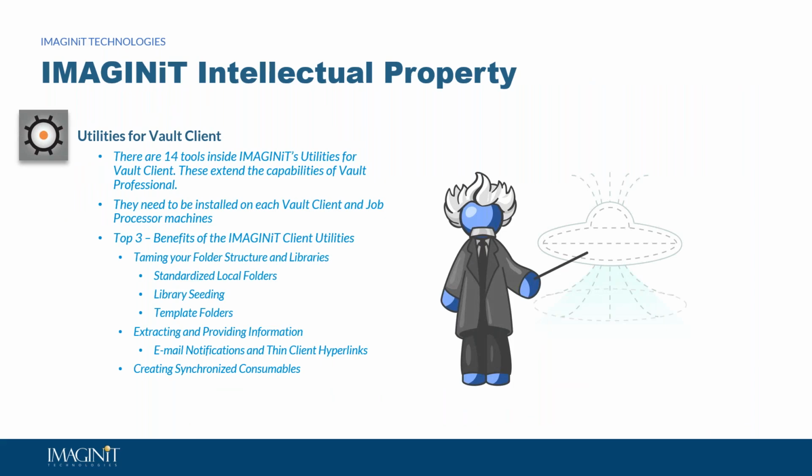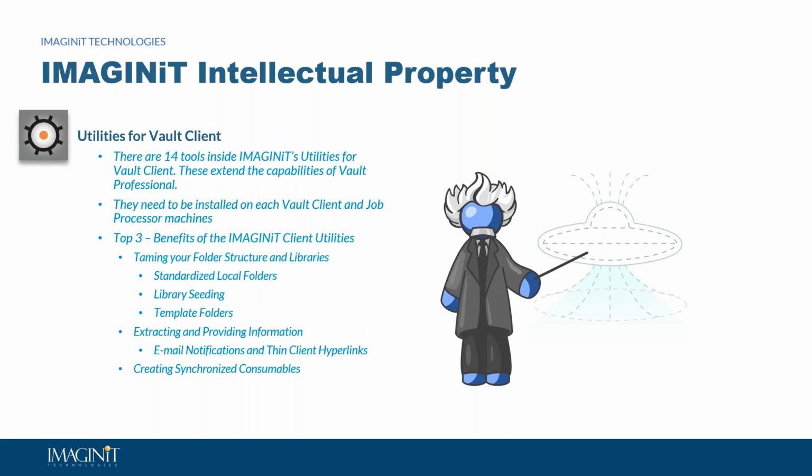Okay. There's also property that we create, intellectual property. A lot of this is free for our customers, right? If you're getting your licenses today through Imaginet or DLT with Imaginet, then you're getting utilities for Vault Client at no charge. These basically enhance the usability of the Vault Professional Client on the end user perspective. Things like creating standardized folders or seeding your libraries with templates or standard components, sending email notifications and thin client hyperlinks to interested parties inside your firewall, as well as more advanced options for creating those synchronized PDFs or step file consumables.